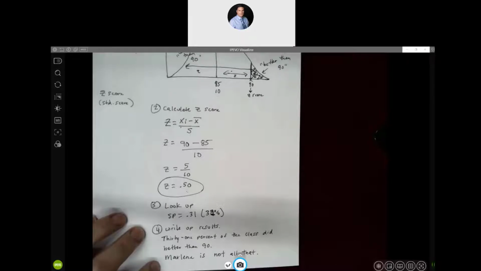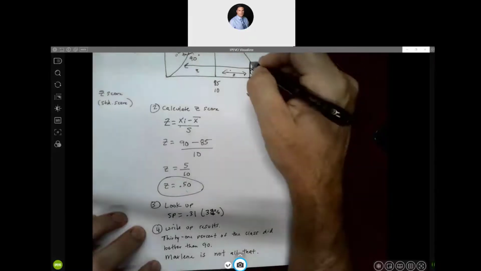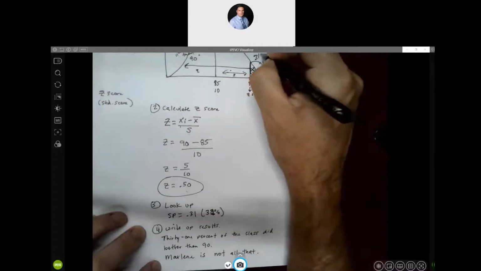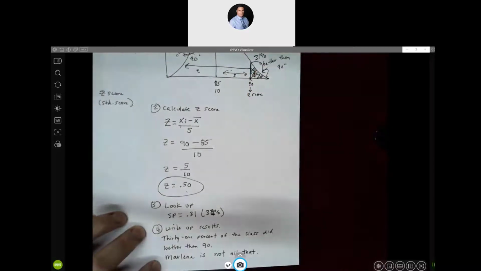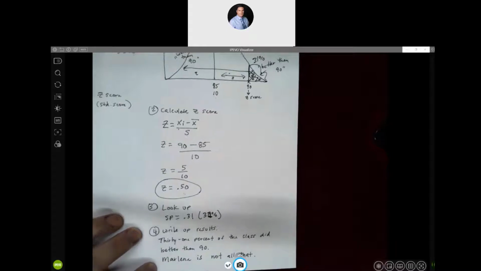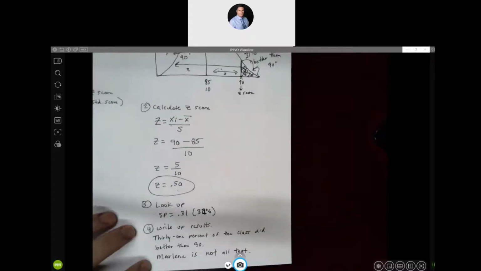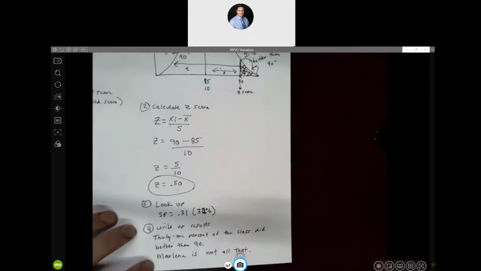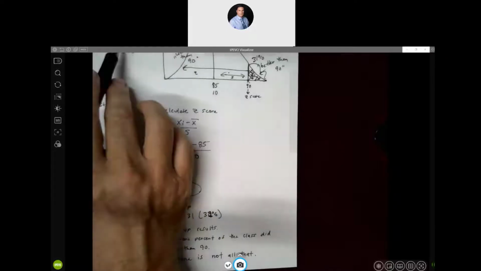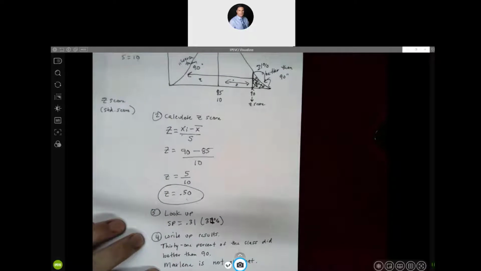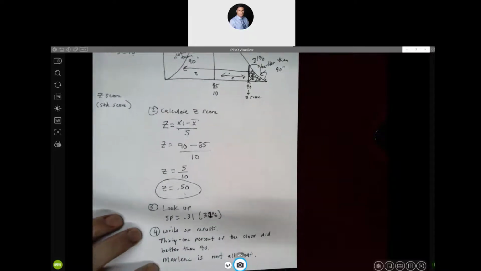So I'm going to say 31% of the class did better than her. This area here is 31%. That means a third of the class did better than her on that exam. She shouldn't be going around saying that she's smart. A third of the class did better than her. Now, is it a good score? Absolutely. But 31% of the class did way better than her.